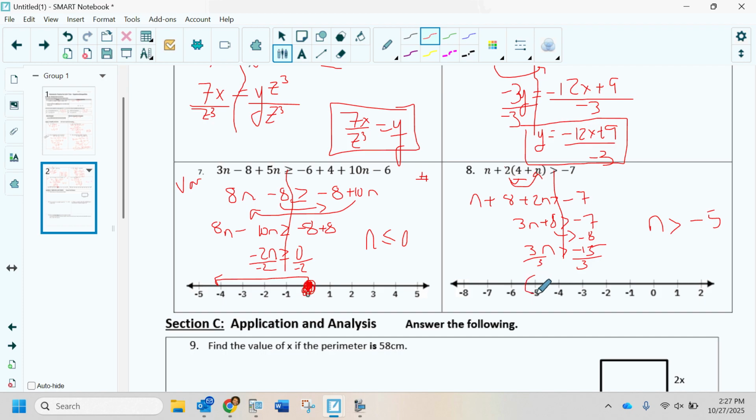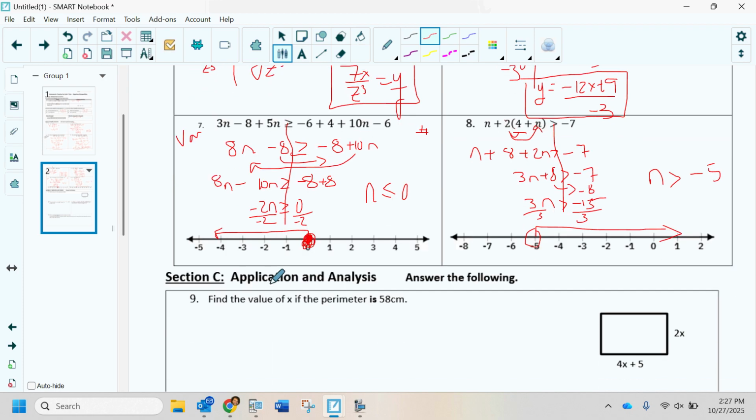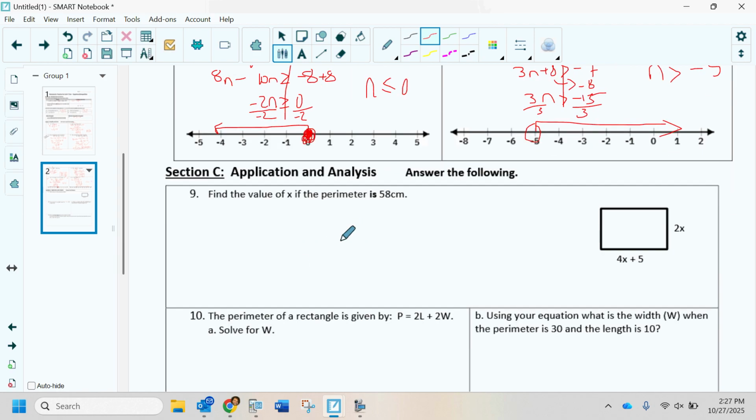And so we're going to make our open circle at -5, right? So that we didn't gain or lose an equal to sign here. And then we're going to draw our arrow in the correct direction. All right, almost done here.